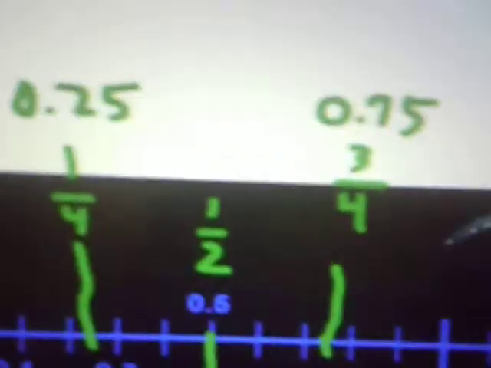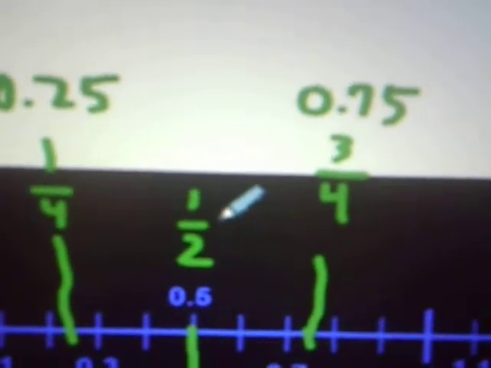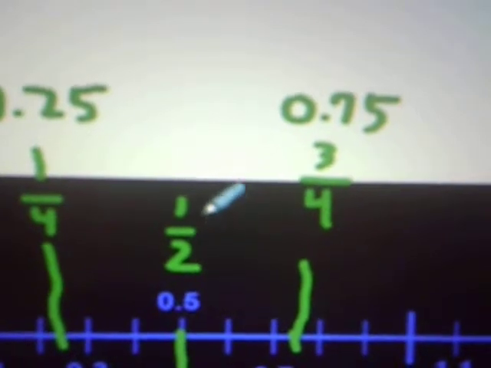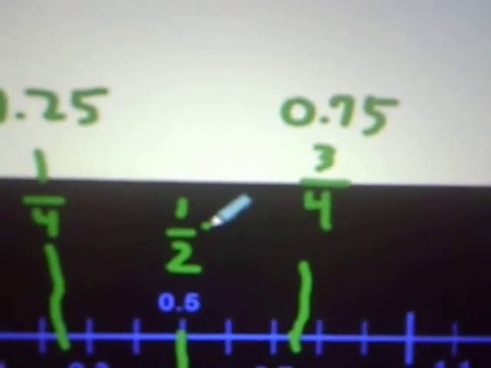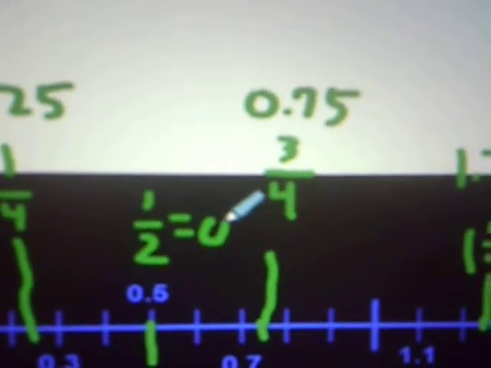But the other way you can put any fraction on the number line is by turning it into a decimal. Sometimes it's easier for a student to take a fraction, turn it into a decimal, and then put it on the number line. So if you just use our method of numerator divided by denominator, top divided by bottom, you'll realize that 1/2 is equal to the decimal 0.5.